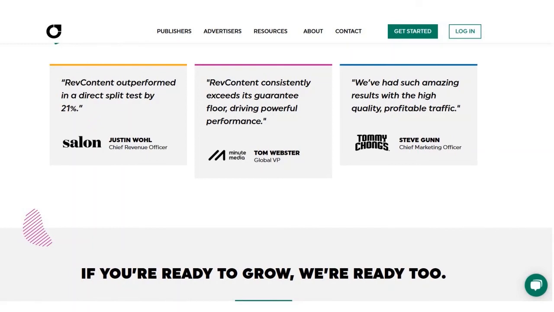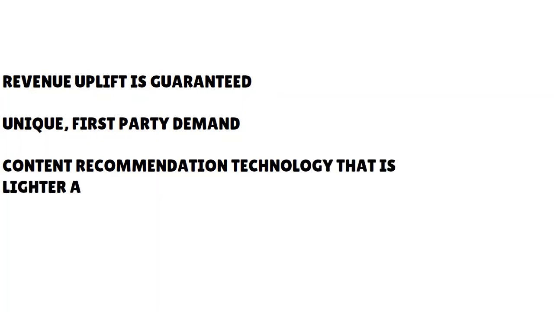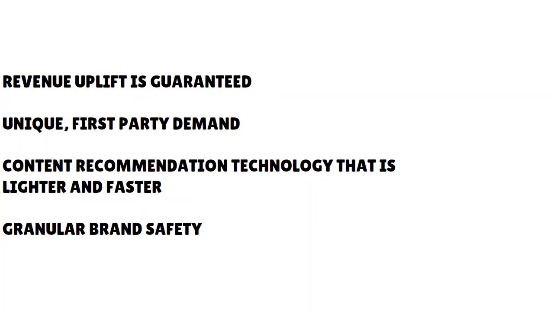Okay, you have an email newsletter, you have Google AMP, you have a video also. Yeah, video ads are highly scalable, and REVCONTENT claims higher CPMs with this ad formats. So this is really good, and we love the fact that you also have a lot of unique features. You have revenue uplift is guaranteed. You have unique first-party demand. You have content recommendation technology that is lighter and faster, and you have granular brand safety. So this is really good.